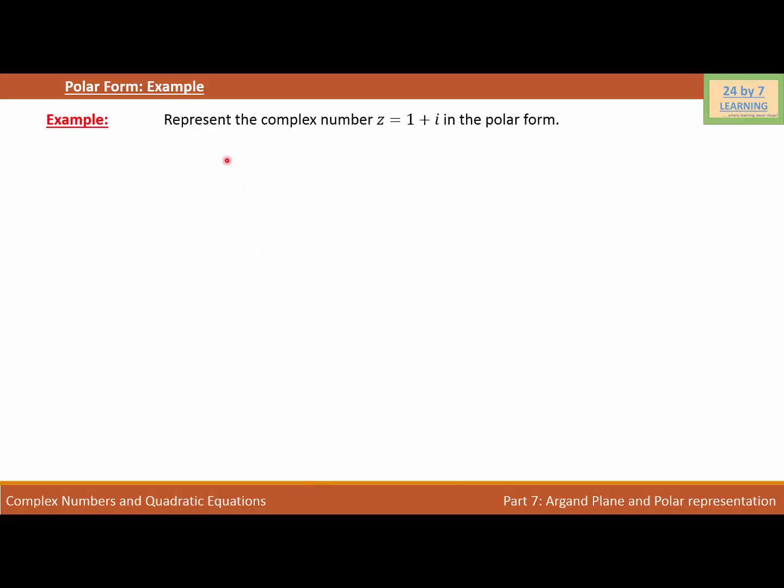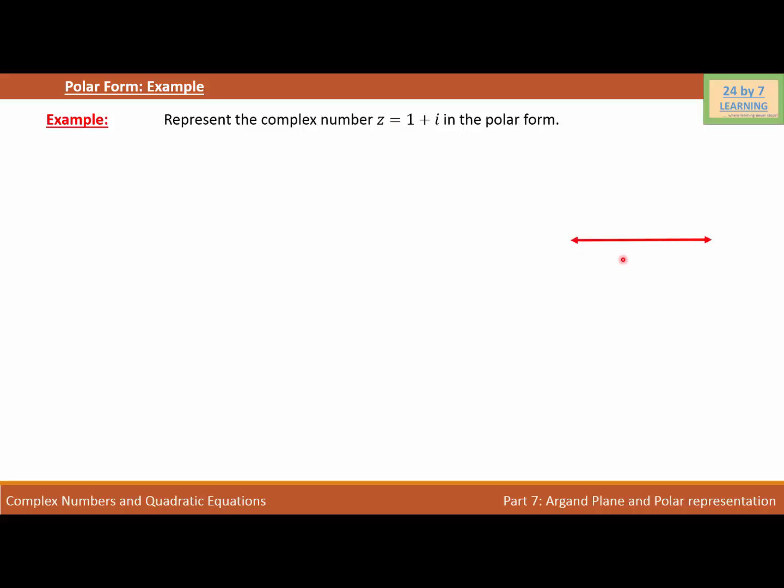Polar form example. Represent the complex number z equals 1 plus i in the polar form. In order to explain this complex number, I'm going to graph it. As we can see, my real part is 1 and my imaginary part is also 1. So if I write the complex number as an ordered pair, I will write (1, 1).